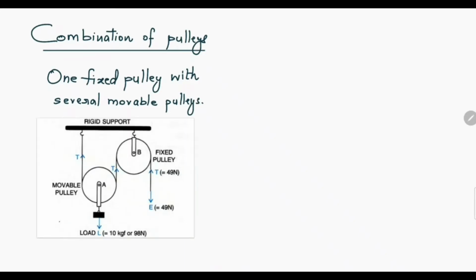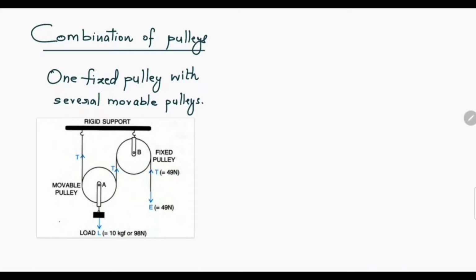Next is combination of pulleys. What do you mean by combination of pulleys? One fixed pulley with several movable pulleys, but you don't have this particular one in your portion. So one fixed pulley with several movable pulleys. Only one example you have out of this, I'll show you that. So instead of several movable pulleys, we have one fixed pulley and one movable pulley. Okay.